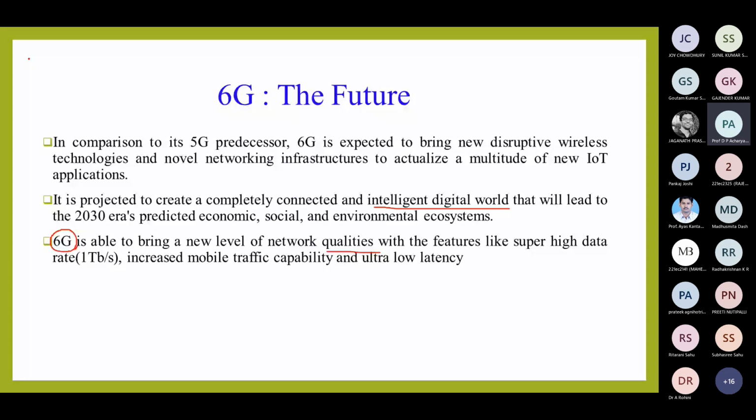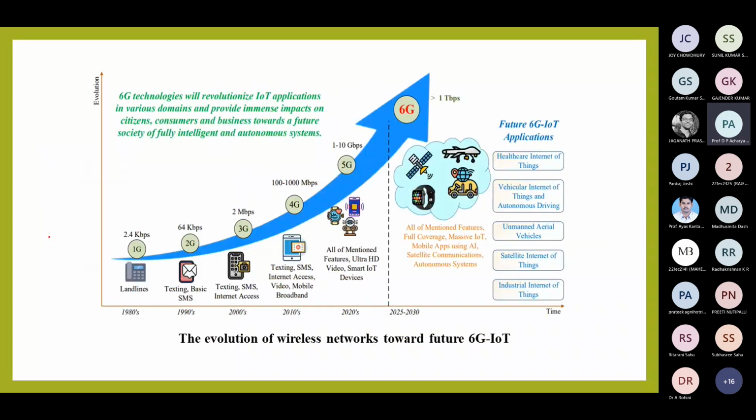So security challenges are many. With increased mobile traffic capability and ultra low latency, 6th generation should be able to provide these features. And that's how we are growing in the protocol stack. We are going from landline to 2nd generation, 3rd generation, 4th generation protocol, to 5th generation, and we target towards 6th generation protocol. So we'll have healthcare IoT, we'll have vehicular IoT, meaning autonomous driving will be there.